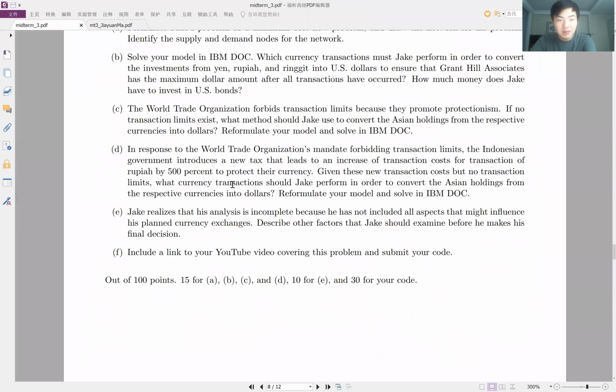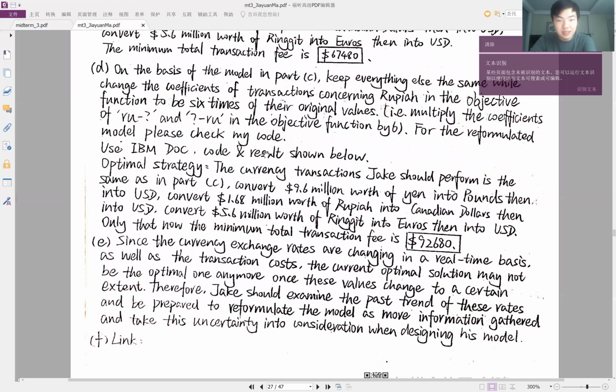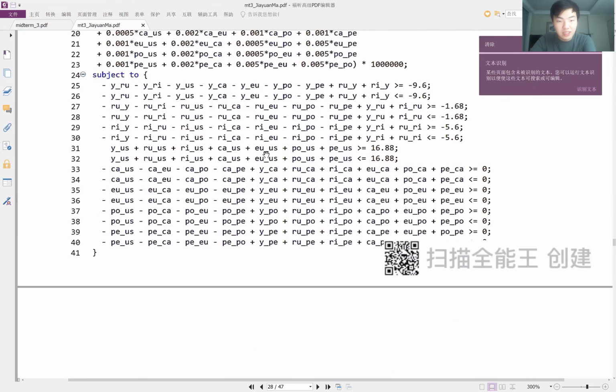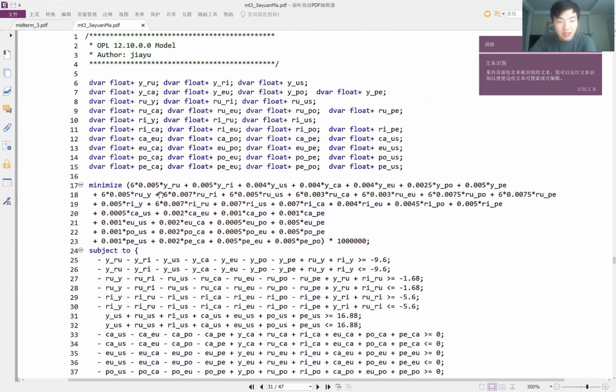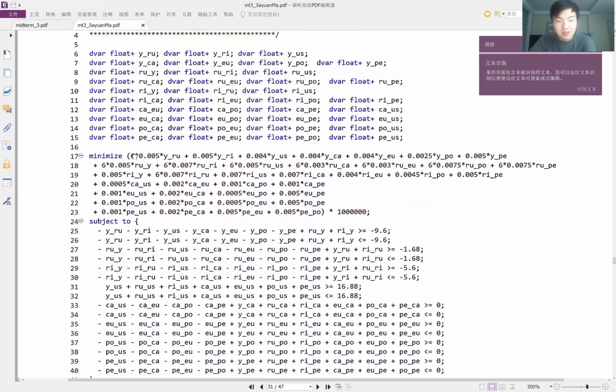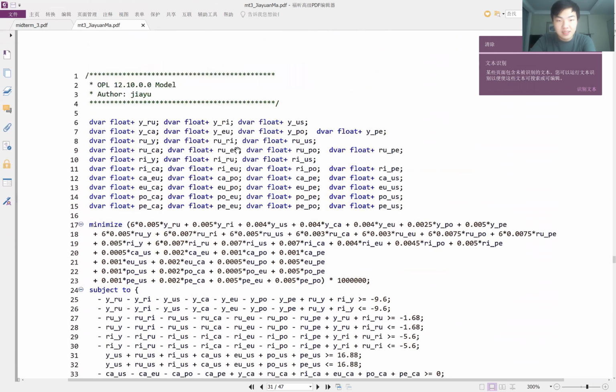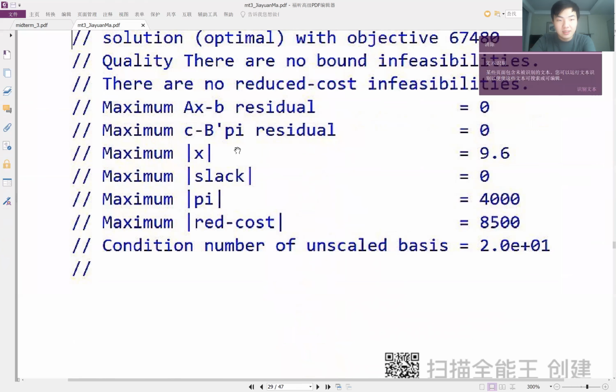And for part D, we see there's a new tax that is cast on this single currency. So what we need to do is change, let's see, where is it? Yeah, here. We have to multiply all of the transaction cost percentages concerning this currency by 6, because it is increased by 500%. So we should multiply it by 6 in order to display the new transaction cost that is required.